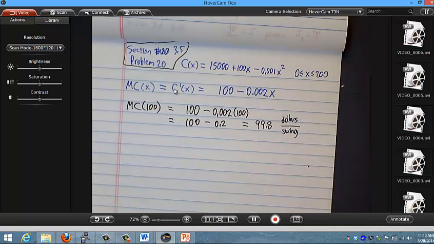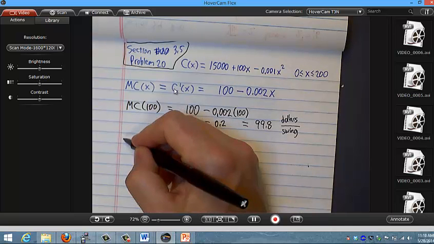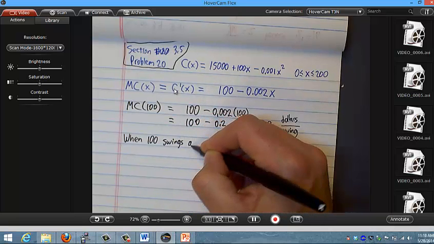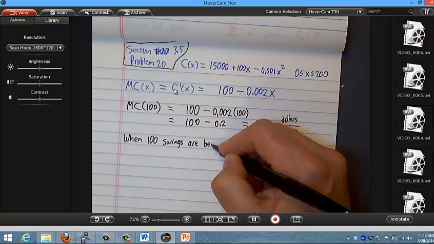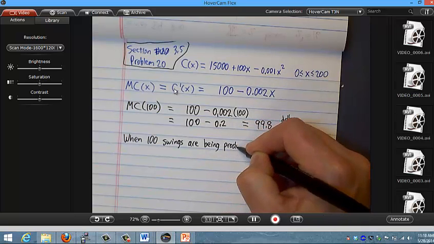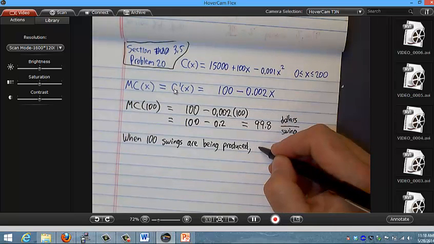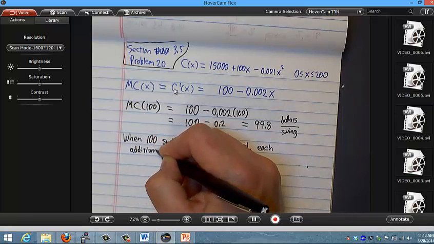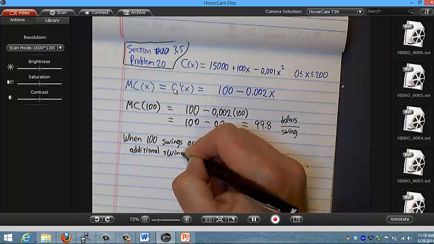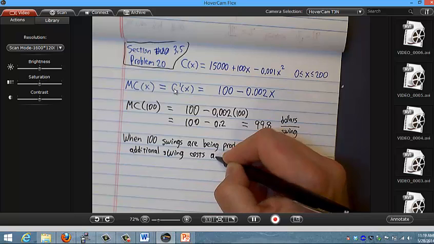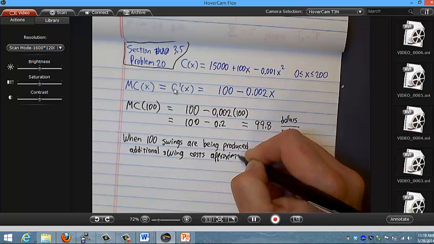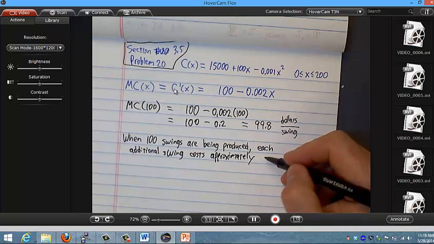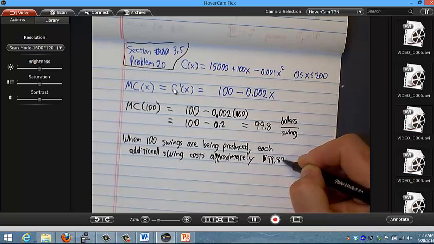All right, so I want to interpret what's going on here. And here's how I would do it. I would say, when 100 swings are being produced, each additional swing costs approximately how much? $99.80.